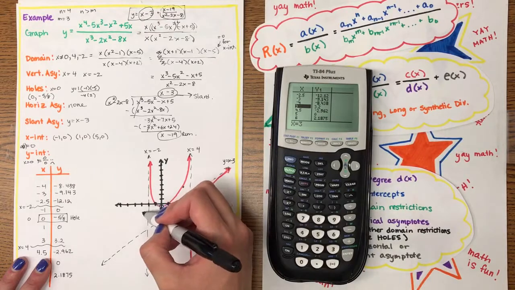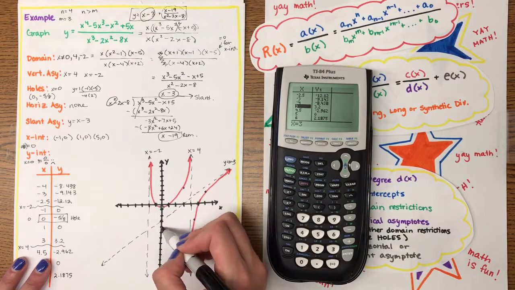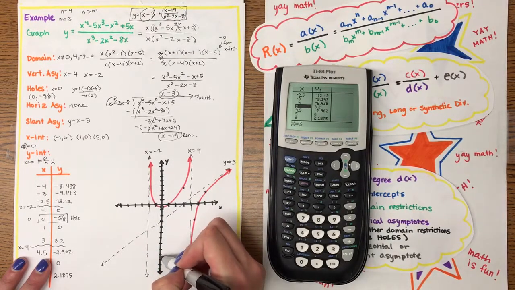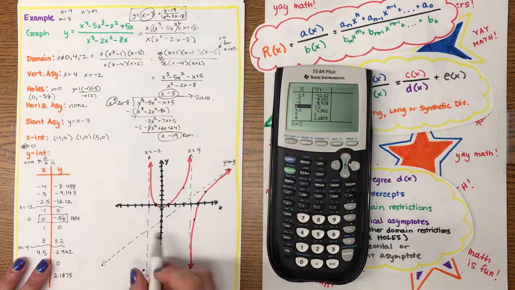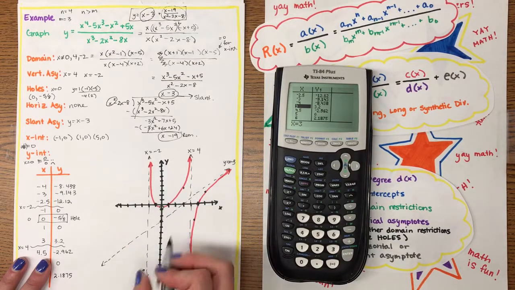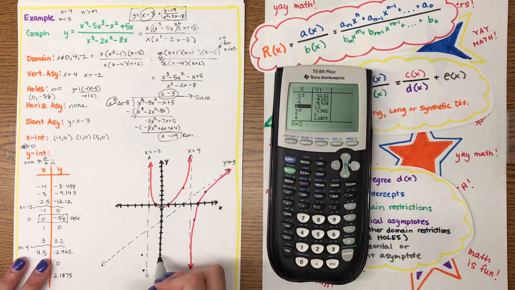Negative 2.5, negative 12, 1, 2, 3, 4, 5, 6, 7, 8, 9, 10, 11, 12. So just a little past that right there. Negative 3, negative 9, 11, 10, 9, so about here. Negative 4 is going to be 8.4, so that'll be about there.